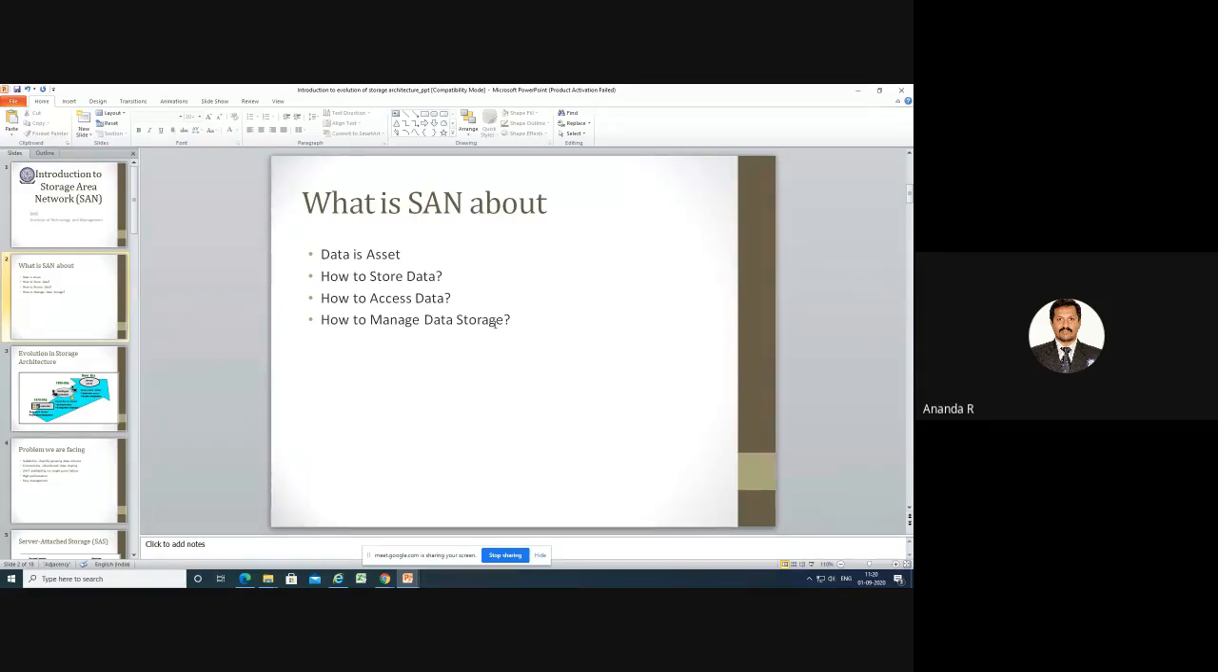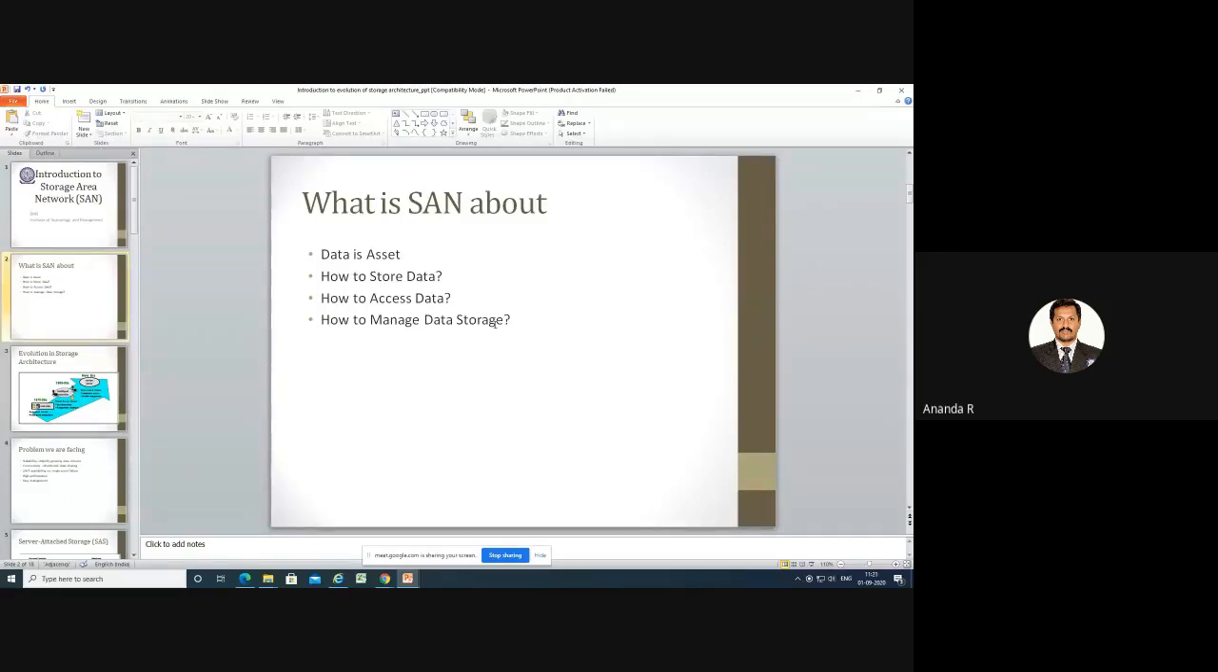It is not about accessing a small amount of data, it is about accessing and storing a huge amount of data. That is the main concern here. Because of that, we are questioning ourselves how to store data, how to access data, and then how to manage data storage. That is very, very important.